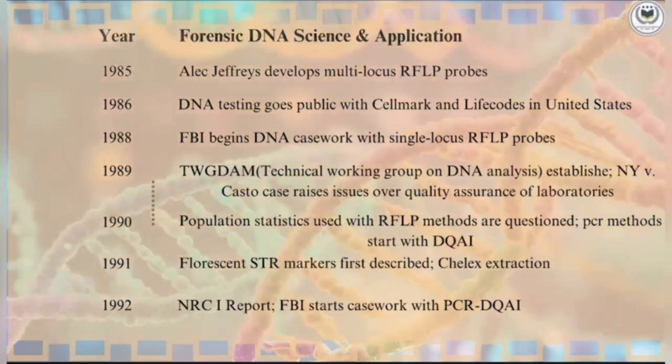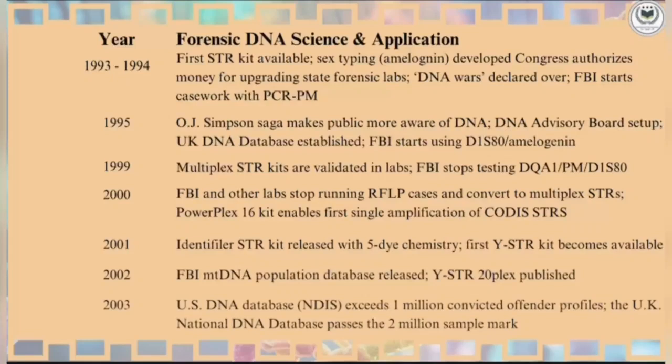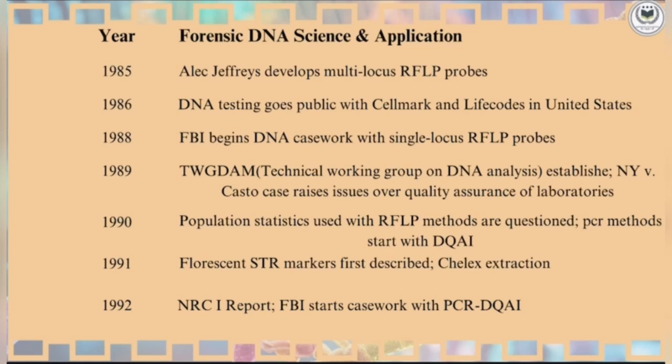In 1988, the FBI initiates DNA casework using single locus RFLP probes. In 1989, the Technical Working Group on DNA Analysis Methods is established to address DNA quality standards. Additionally, the New York versus Castro case raises questions about the quality assurance of DNA laboratories.